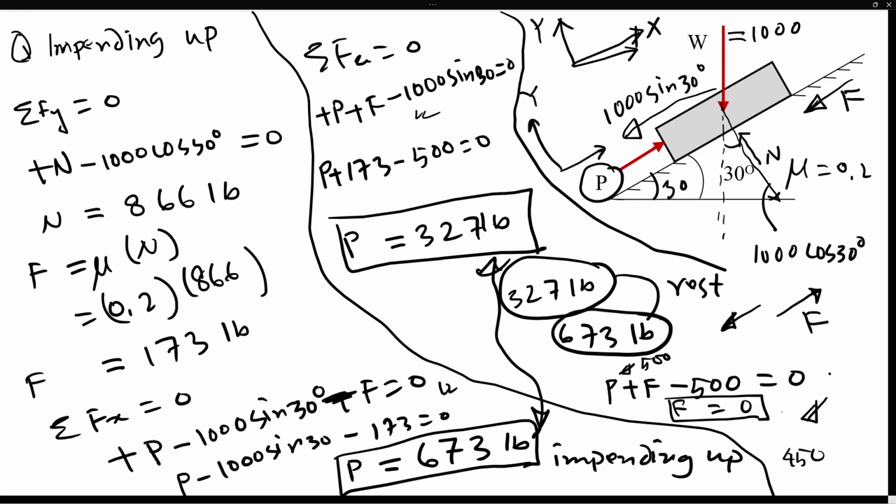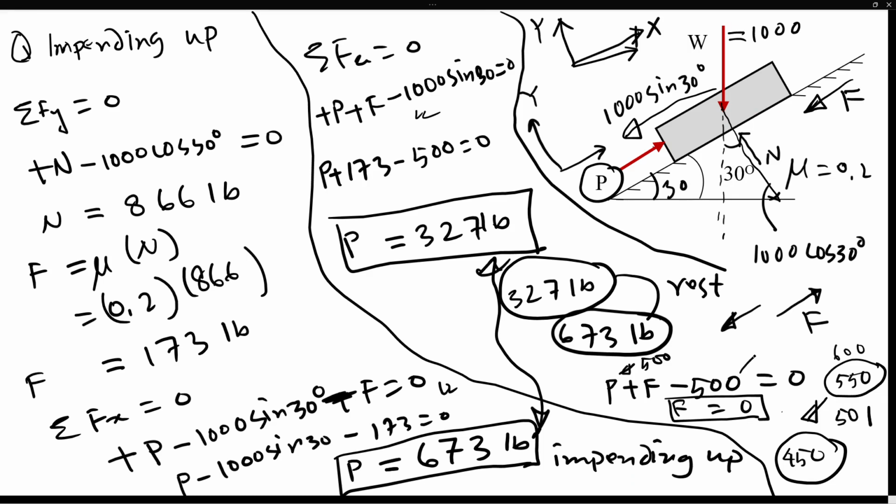If we apply, let's say, 600, which is more than 500, or 550, anything more than 500, even 501, then this will impend in the upward direction. So the friction force is going to act downward. So if you are asked to calculate what's going to happen if you apply 450, you assume it's going to slide down, impending downward. However, if you are asked what happens if you apply 550, you assume it's going to impend up and do all your calculations accordingly.